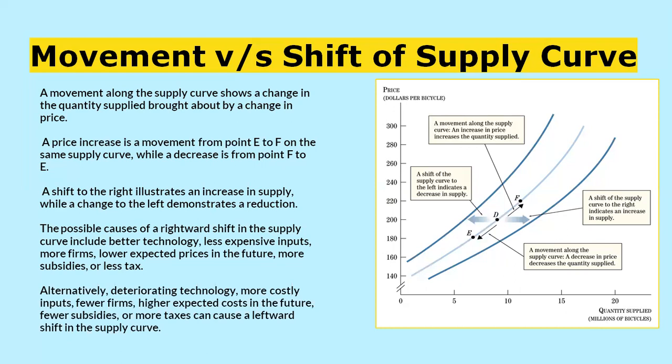Alternatively, deteriorating technology, more costly inputs, fewer firms, higher expected costs in the future, fewer subsidies, or more taxes can cause a leftward shift in the supply curve.